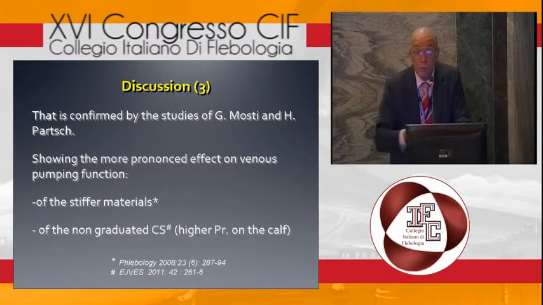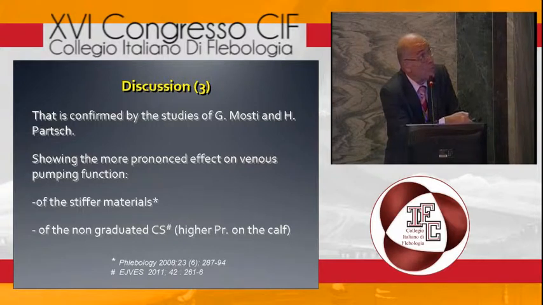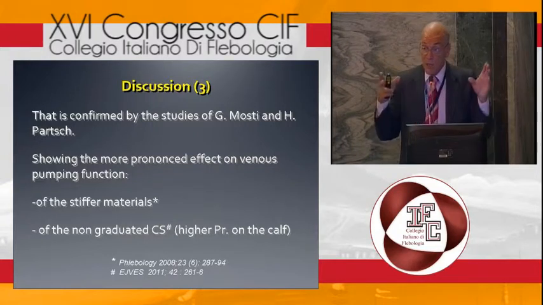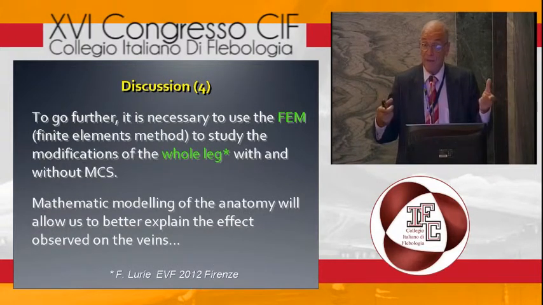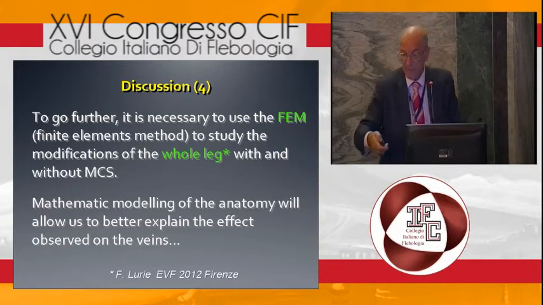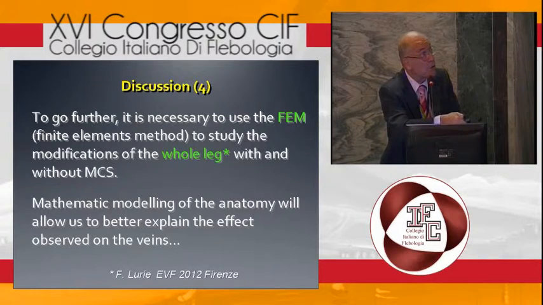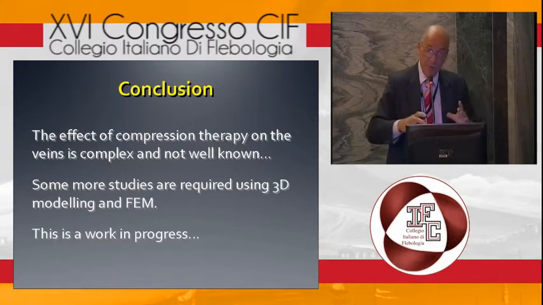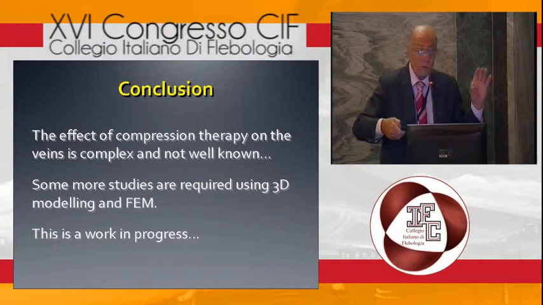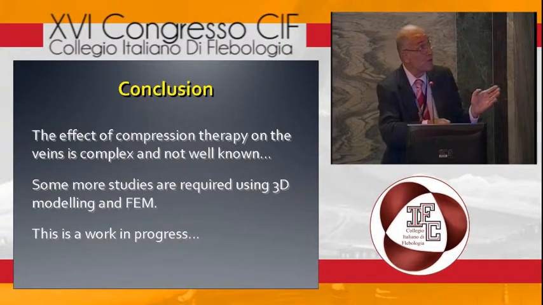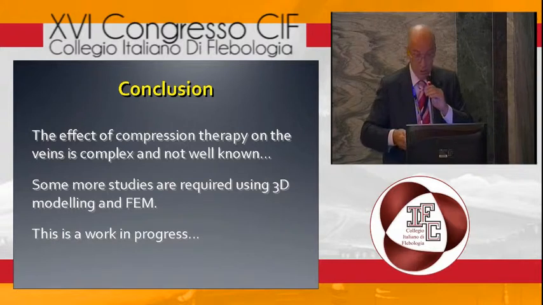So now, to do more about this kind of study, we could have more interesting things. It is necessary to use what we call the finite element method. And Fedor Lurie showed us recently some interesting points about that, because this was the effect of the vein. To explain the effect of the vein, you should have a study of the muscles of the compartments and the whole effect of the anatomy of the leg. So this is the finite element method, which makes a simulation. You have a mathematical modeling of the anatomy, which could explain what happens on the vein from the modification of the shape and the volume of the muscle and the compartments. So this is a work in progress, and you see the effect of compression is very interesting, but not well known, and I thank you very much for your attention.